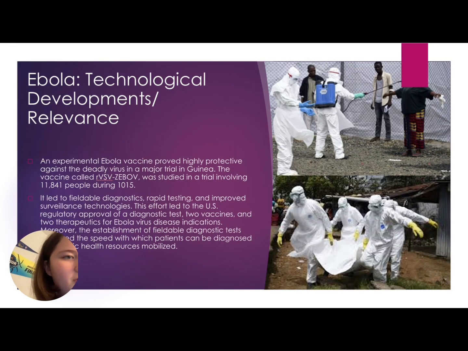Ebola, technological developments and relevance. An experimental Ebola vaccine proved highly protective against the deadly virus in a major trial in Guinea. The vaccine is called rVSV-ZEBOV. It was studied in a trial involving 11,841 people in 2015. It led to fieldable diagnostics, rapid testing, and improved surveillance technologies. This led to U.S. regulatory approval of diagnostic tests, 2 vaccines, and 2 therapeutics for Ebola virus indications. Moreover, the establishment of fieldable diagnostic tests improved the speed at which patients can be diagnosed and public health resources can be mobilized.